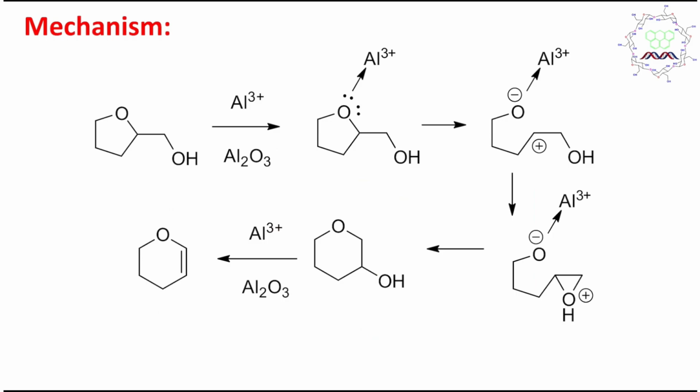First, this lone pair of oxygen will coordinate to this alumina through Lewis acid-base interaction. After this donation, alumina will have a formal negative charge on it and oxygen will have a formal positive charge. You can consider it like that. Now in the next step, you can expect that this bond will break. Why from this side? Because from this side it will produce a secondary carbocation. So this is actually a secondary carbocation.